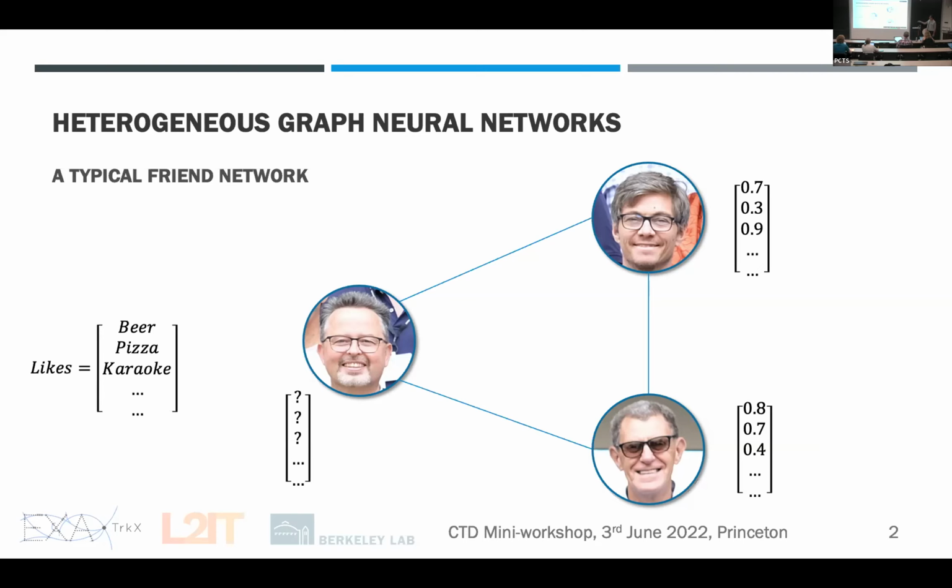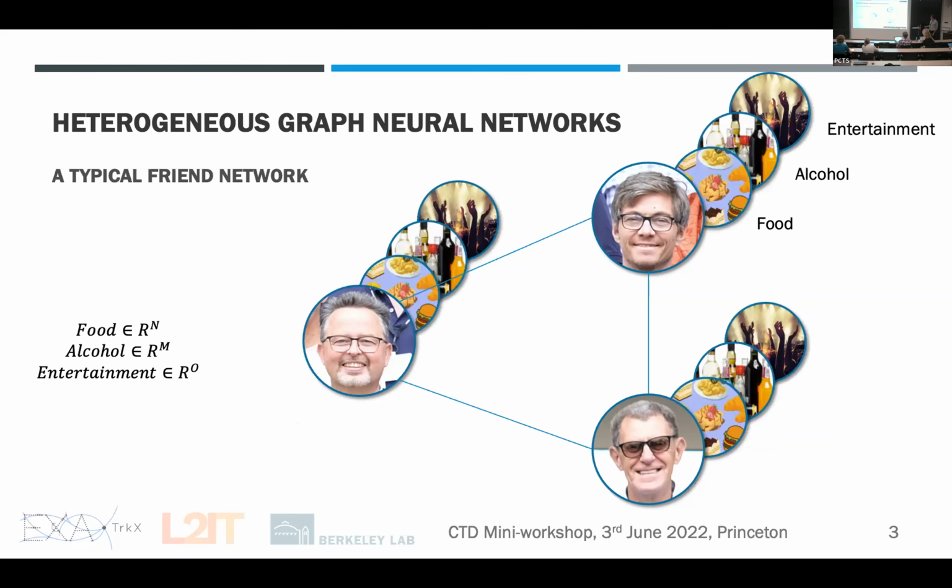And then we want to predict, for example, given Andy and Paolo's likes, what Marcus likes. So you could do this, but at some point you want to go beyond one hot encoding and padding and so on, and you want to be able to encode the concept of a like into some space. So we can imagine encoding the kinds of foods you would like, the kind of alcohol you would like, the kind of entertainment you would like into a space and attach it to the nodes.